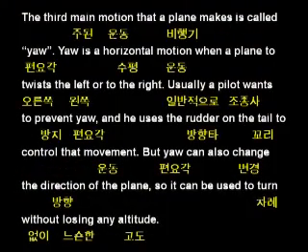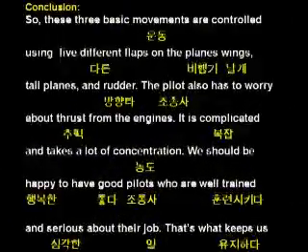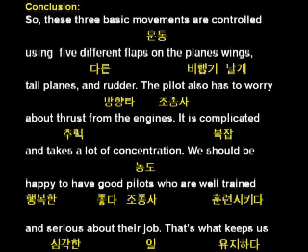The third main motion that an airplane makes is called yaw. Yaw is a horizontal motion when a plane twists to the left or to the right. Usually, a pilot wants to prevent yaw, and he uses the rudder on the tail to control that movement. But yaw can also change the direction of the plane, so it can be used to turn without losing any altitude. So these three basic movements are controlled using 5 different flaps on the plane's wings, tailplanes, and rudder.